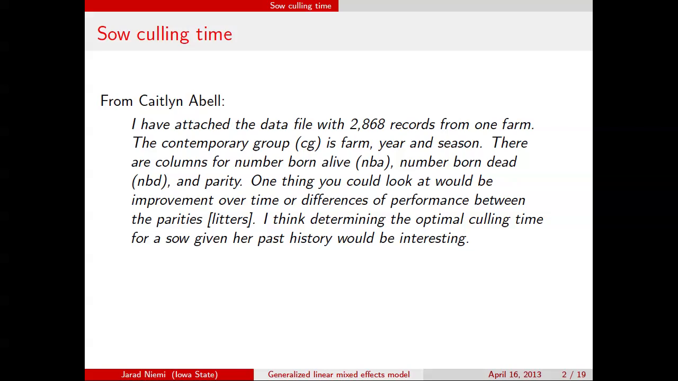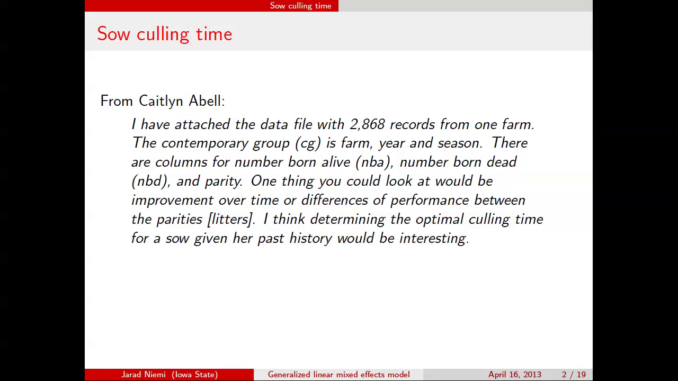In order to build a model for how many piglets are going to be born, she provided a data set, and she commented on a bunch of things. We have this contemporary group, which is the farm, year and season, which we're not going to be using for the purpose of this example, but we could. We do know information for each litter that the sow has about which litter that was for her. This is called parity, right? The first parity is her first litter, the second parity is the second litter. I'll probably use parity and litter interchangeably. You also have information for each litter about who the sow was, and then we have information in the data set about who the grandfather was, which I'm going to be using.